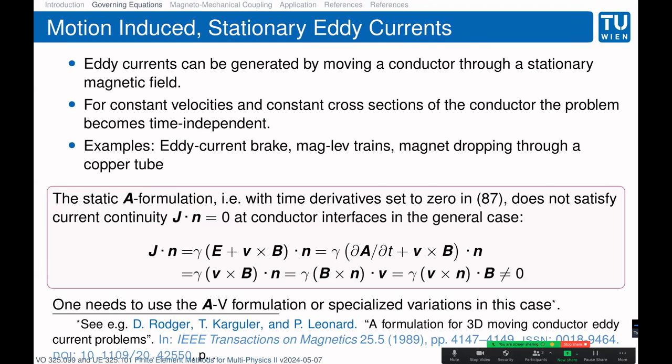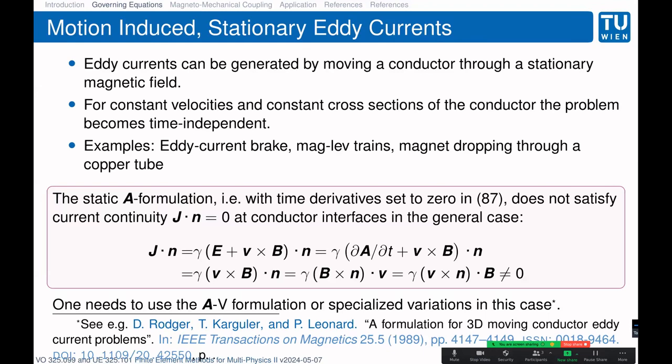Other examples are maglev trains, so Magnetschwebebahnen, or a nice example is a magnet dropping through a copper pipe. You can look it up on YouTube. I have the link in the slides. It takes surprisingly long to come out of the pipe again, because the introduced eddy currents actually have a reaction force on the dropping object.